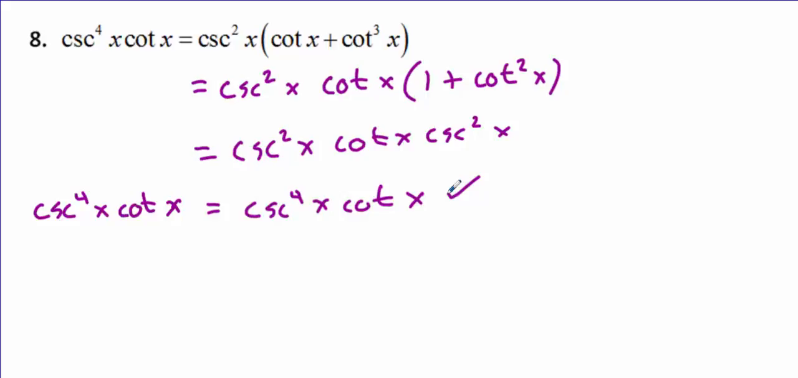I've said this once, I'm just going to repeat it. Just putting cosecant to the 4th x cotangent of x equals itself with a check mark is not enough. You've got to show these steps in between. You've got to stick with the properties and rules that we know. I think we're down to our last problem now.